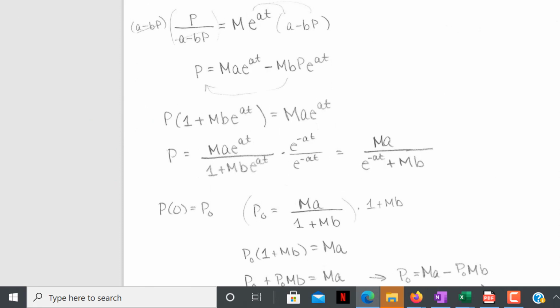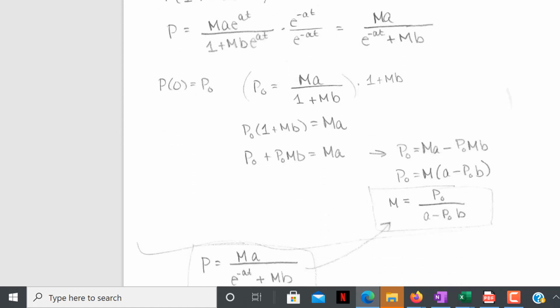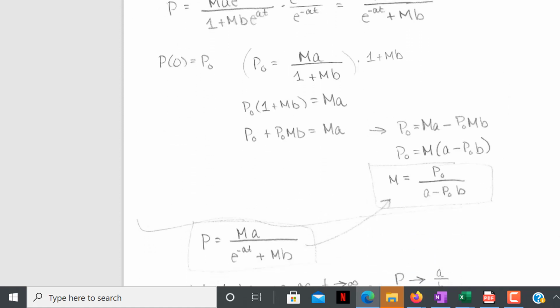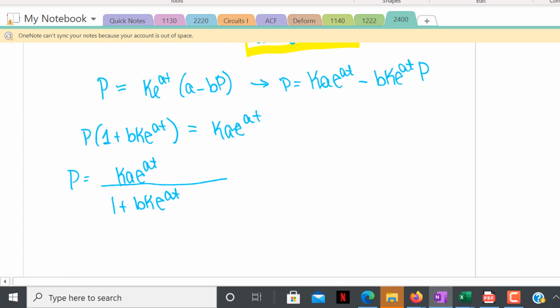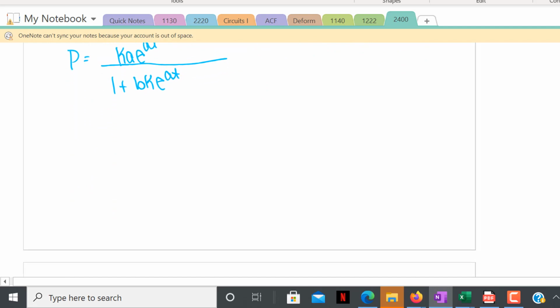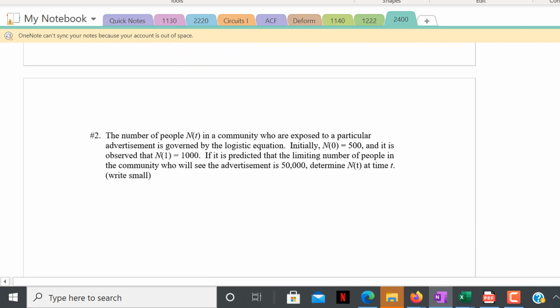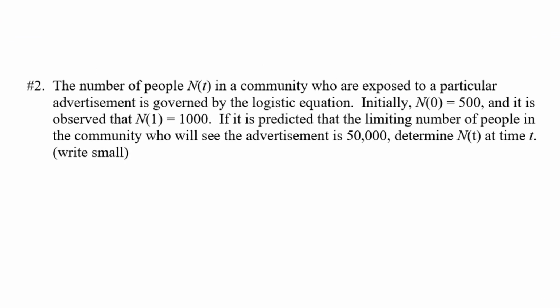I just divided everything by e to the at, which is the same as multiplying by e to the negative at. You can do it that way, and you see that I get my, I called it m there, but that's my k in this problem, p naught over a minus b p naught, which is exactly what I have here. So I just have a different letter. Okay, so let's see how we can use that in problem 2.